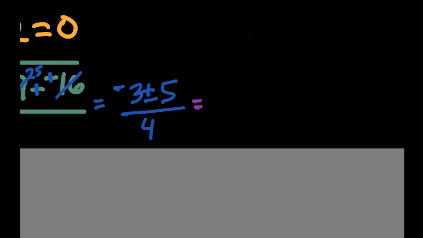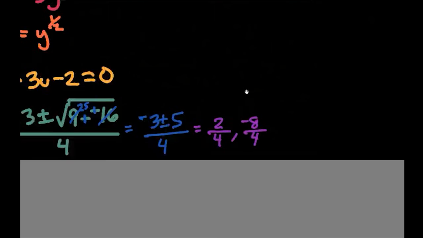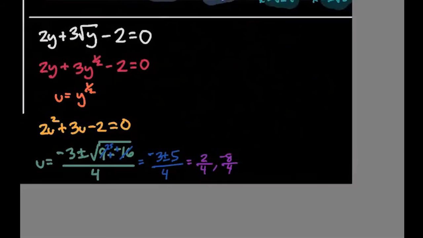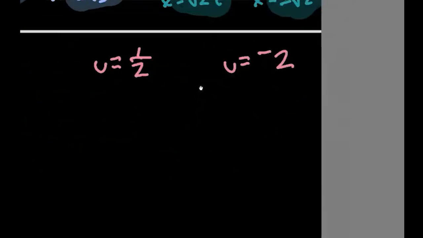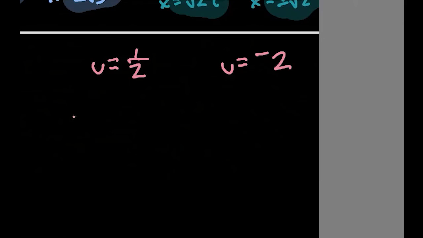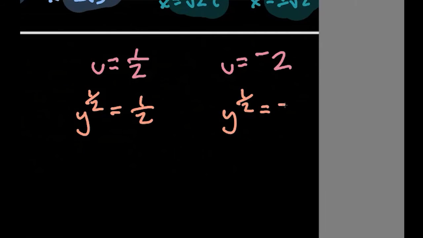Which means you have as possible answers 2 over 4 and -8 over 4 as your u's. So since that's what u is equal to, I'm going to write that up here. So u is going to be equal to 1/2, and u is going to be equal to -2. And if you remember, our u is equal to the square root of y, so I'm going to write that in there, y to the 1/2, is equal to 1/2, and then you have y to the 1/2 is equal to -2.